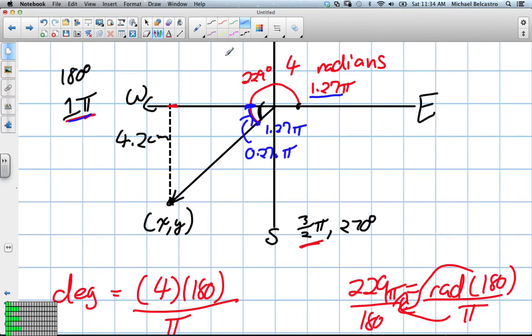The other way we can do it is we can take our 229 and subtract 180. Does that make sense also? Okay. So if we were to do that, 229 subtract 180, what do we get?